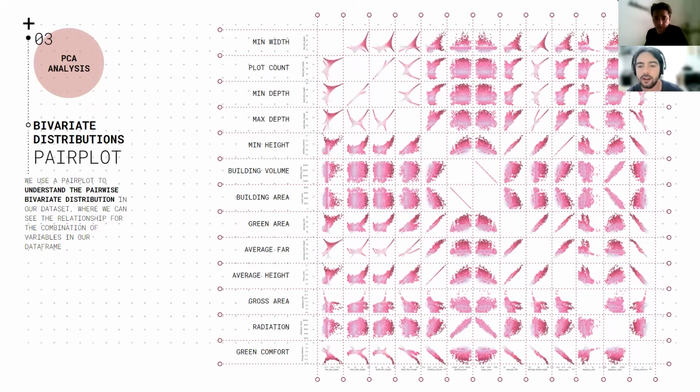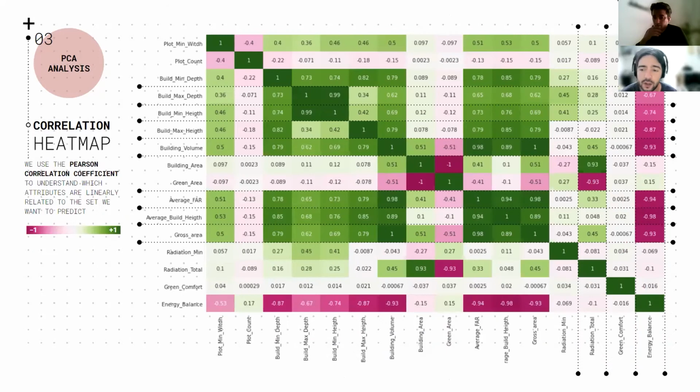And on the next slide, you'll see that the bivariate distribution gave us a broad understanding of how the metrics correlated. But to really grasp what was happening, we plotted a Pearson correlation heat map. And so on the next slide, you see that it was quite obvious that while some metrics were extremely important to our predicted targets, like building volume or gross area, others were quite irrelevant, like plot count. And we also noticed that some had inverse symmetries, like building area and green area. So probably one of those could be dropped.